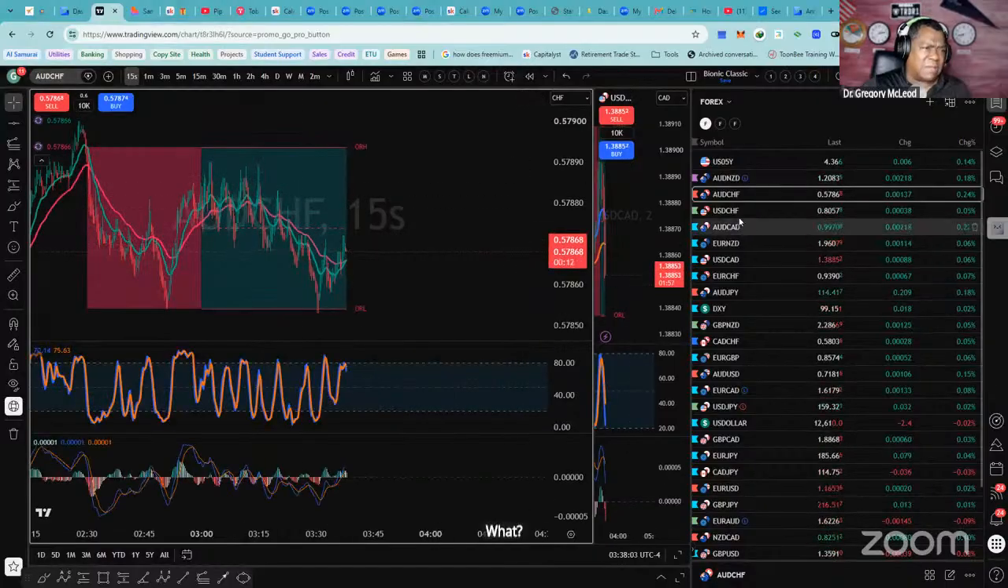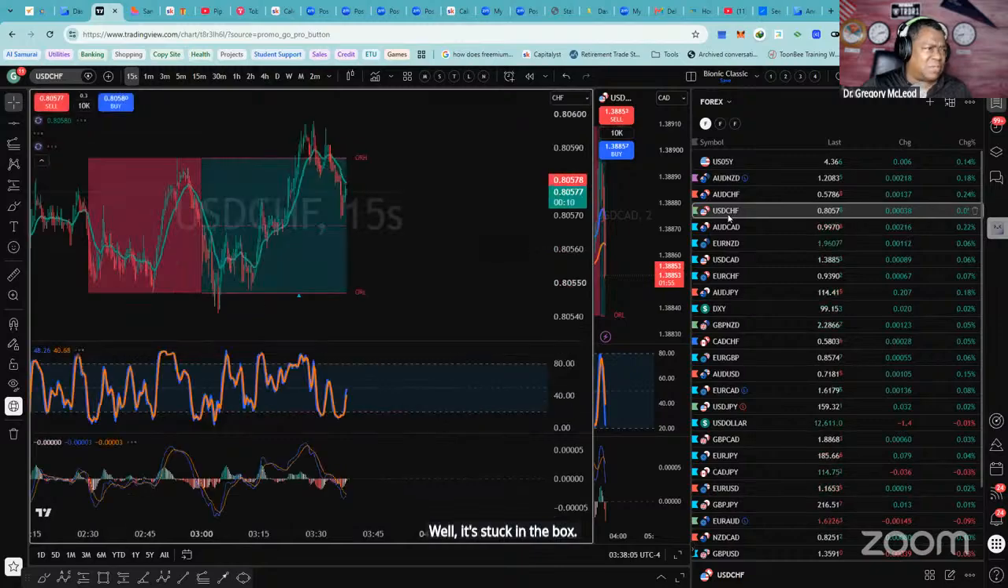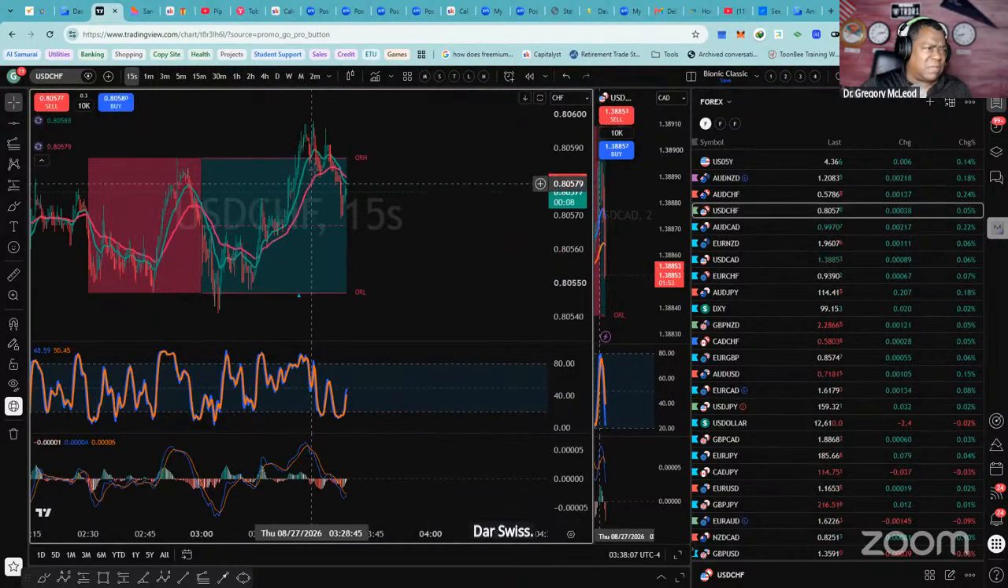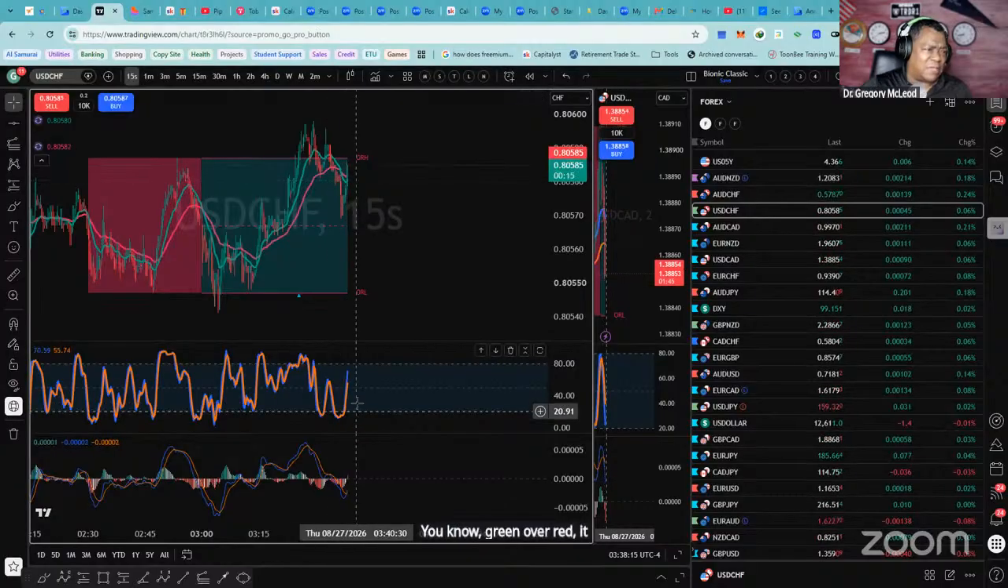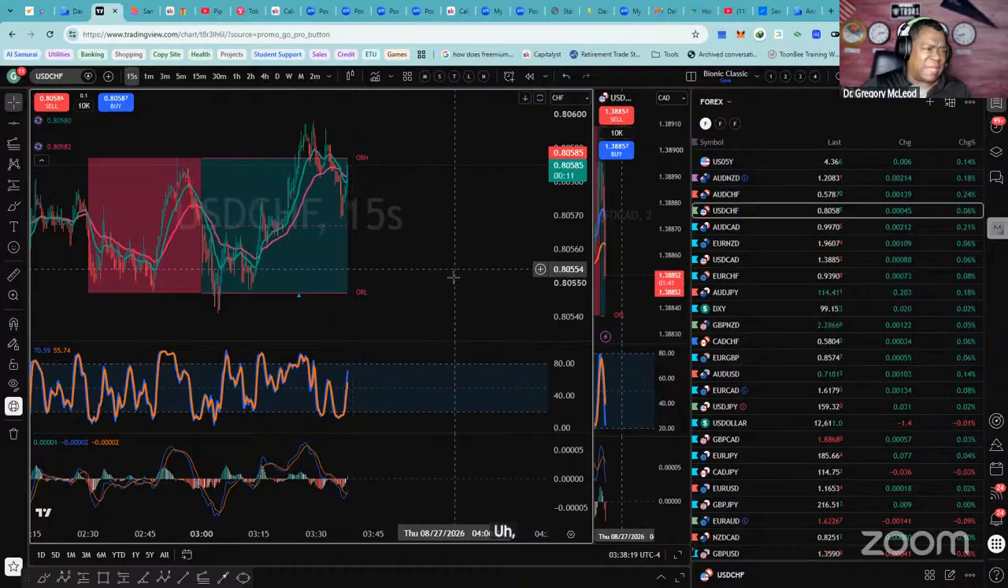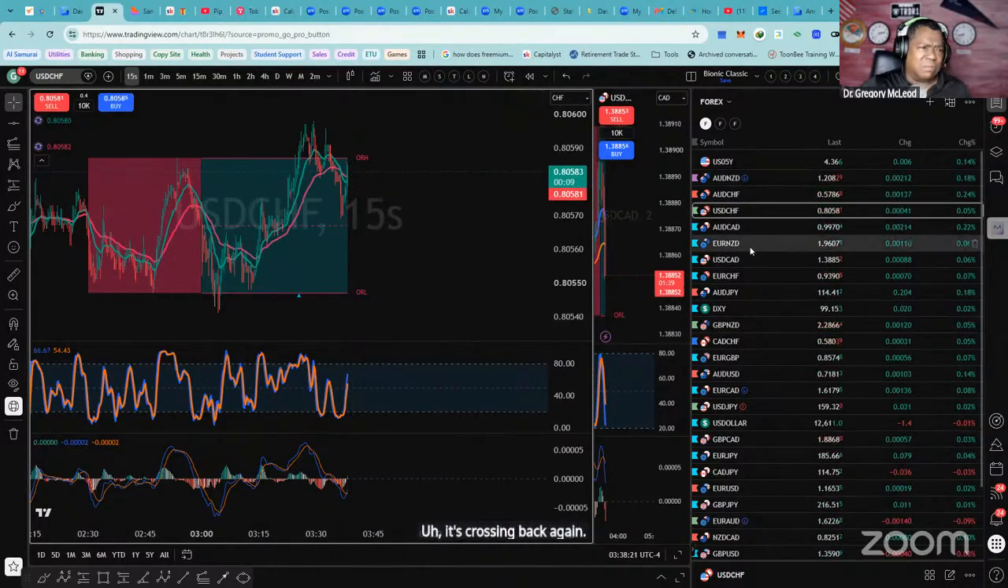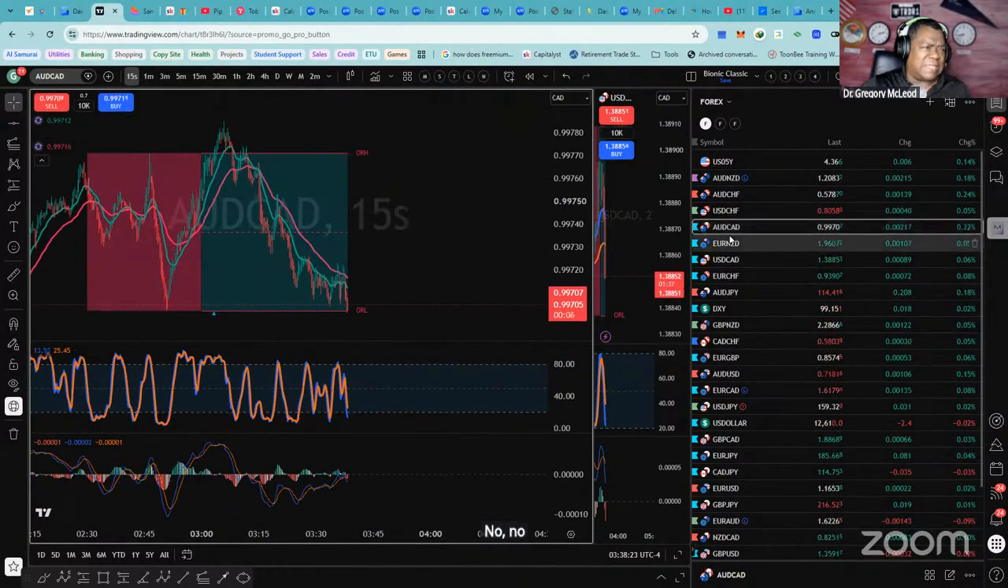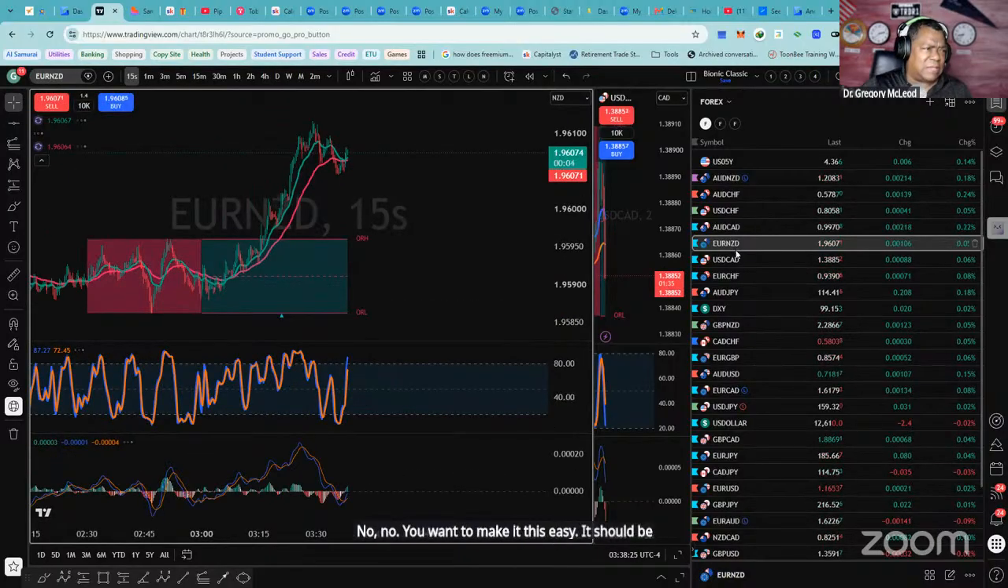It's stuck in the box. Dollar Swiss. See this one? Super messy. Green over red, it dies, and it crosses. Now it's crossing back again. No. You want to make it this easy. It should be really easy.